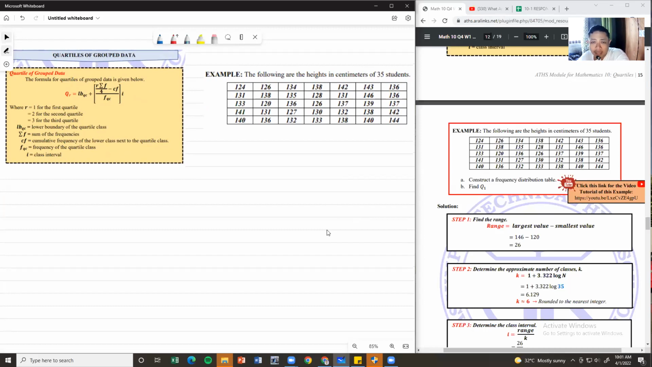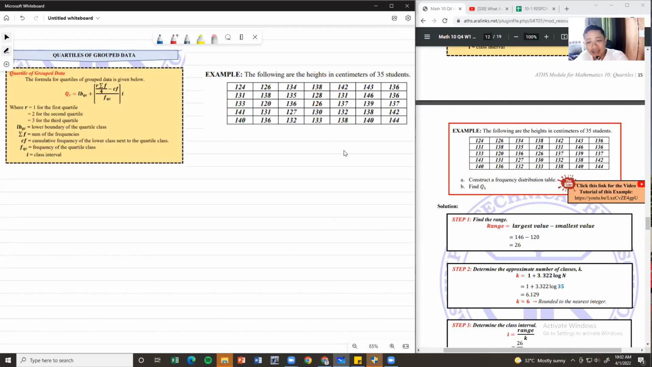Actually, you can solve this using manual counting like a while ago, but there are too many numbers to arrange. A while ago, there were just 8 or 12 numbers, but I happened to miss encoding some numbers, which may result in errors if we did not notice that mistake. So the best way to find the quartiles of the grouped data is by using this process.